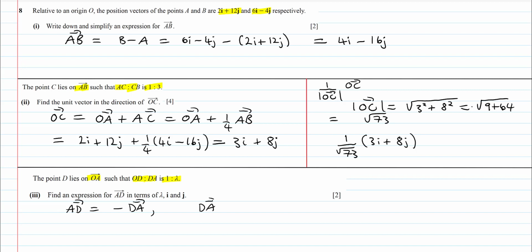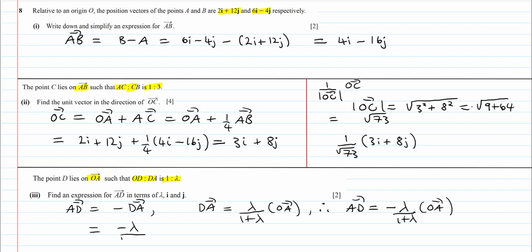So DA is lambda over 1 plus lambda parts times our vector OA. Therefore AD is going to equal the negative of that expression for DA. So it's going to equal negative lambda over 1 plus lambda times our vector OA, which is 2i plus 12j. And that finishes question 8.